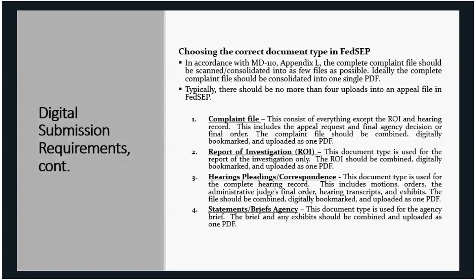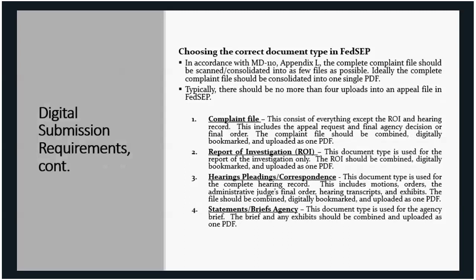Part of the submission process includes choosing the correct document type for the file in FEDSEP. In accordance with MD 110, Appendix L, the complete complaint file should be scanned and consolidated into as few files as possible. Ideally, the complete complaint file should be consolidated into one single PDF and labeled as complaint file. However, if this is not possible, there typically should be no more than 4 uploads into an appeal file in FEDSEP. The 4 document types that should be used are complaint file.